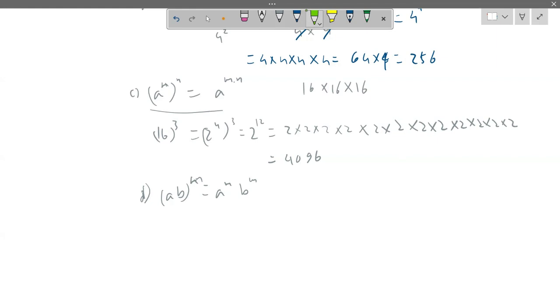So let's say I want to find 6 to the power of 4. 6 is equal to 2 times 3, like this. And then we distribute the power into each of the factors. So you got 2 to the power of 4 times 3 to the power of 4. 2 to the power of 4 is 16, while 3 to the power of 4 is 81.